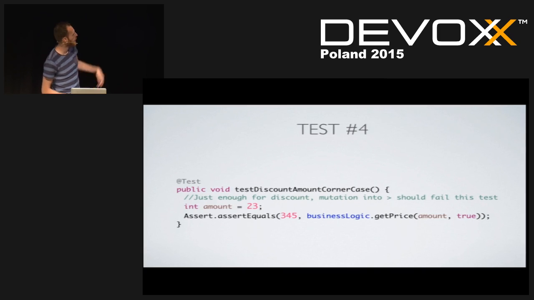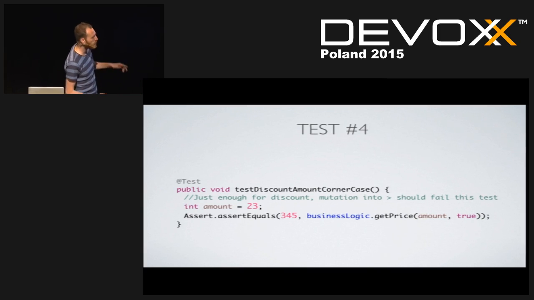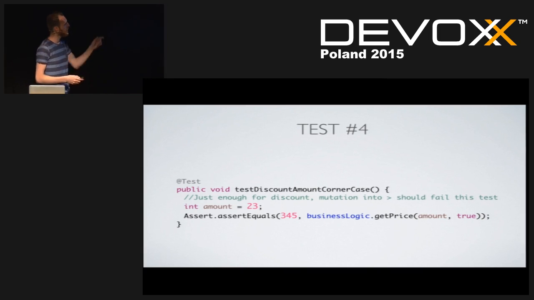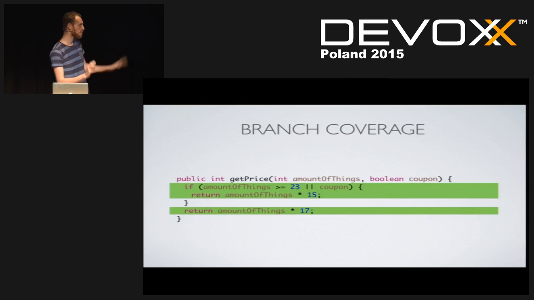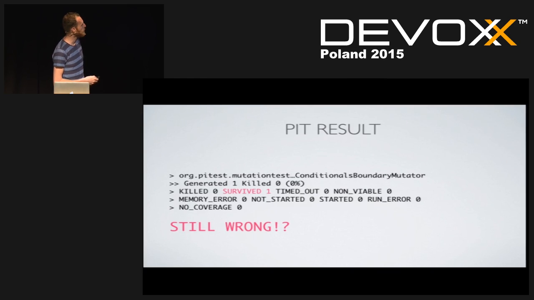So what did I do? I made another test. I copied the one before. Amount 23, the quarter case, and it should be 345, right? Code coverage, still okay? Because yeah, it's crap. And Pit now tells us it still survived.